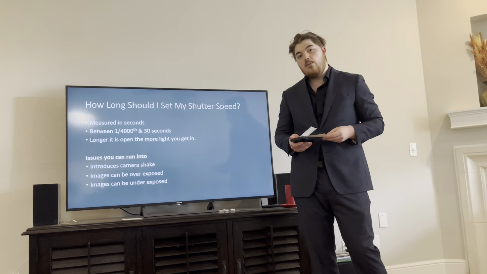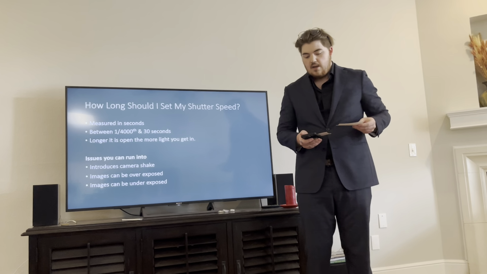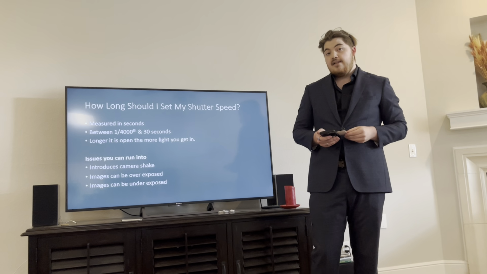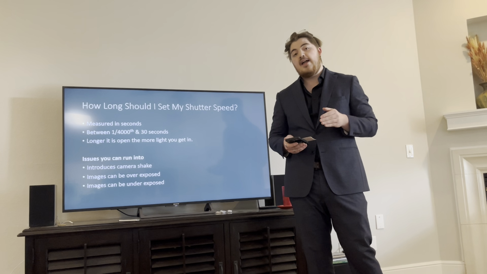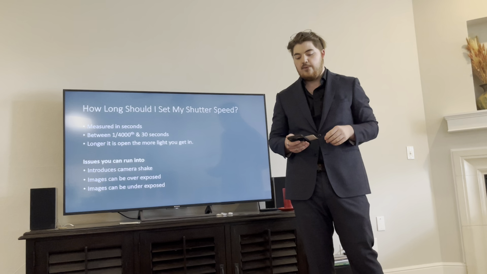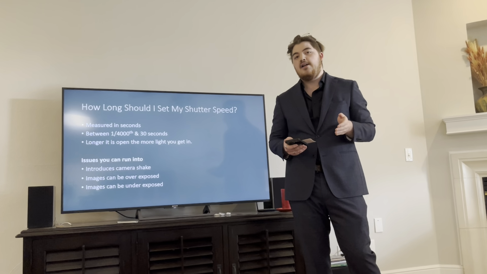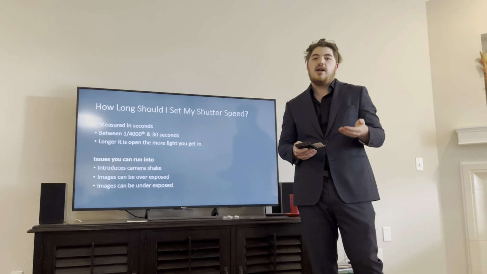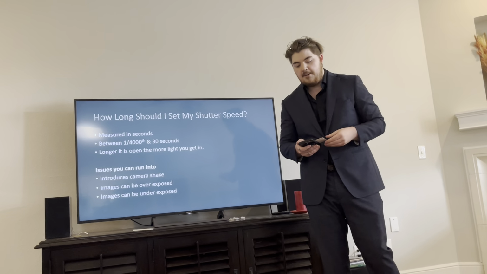So now that we know what the shutter speed is, how long should we set it? Shutter speed is normally measured in seconds. On most cameras, it's between 1/4000th and 30 seconds, or you can do what's called bulb, which is just however long you want to hold it down for. Generally, 1/4000th is during the day, during bright conditions, and 30 seconds would be when you want to take photos at night and capture the stars or something like that.